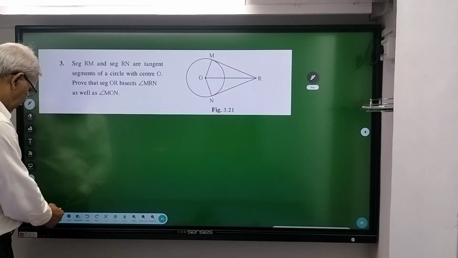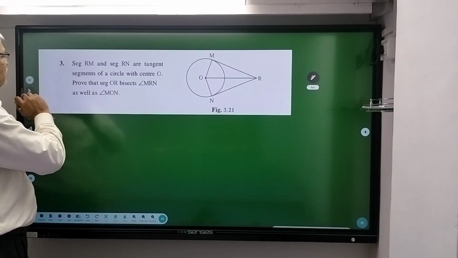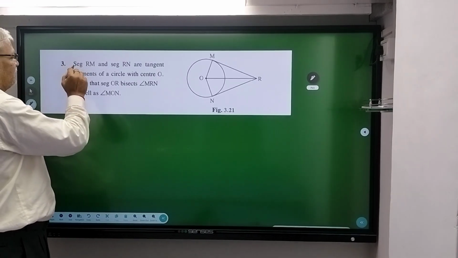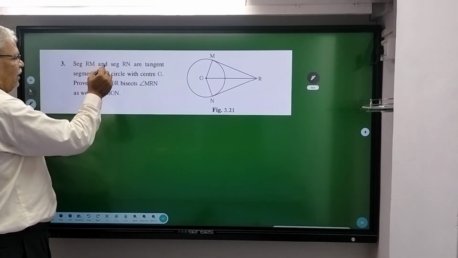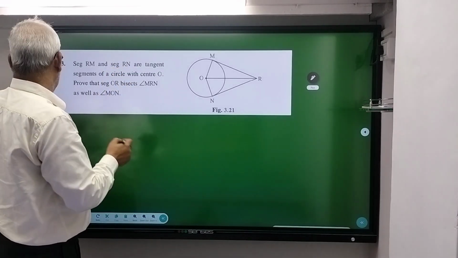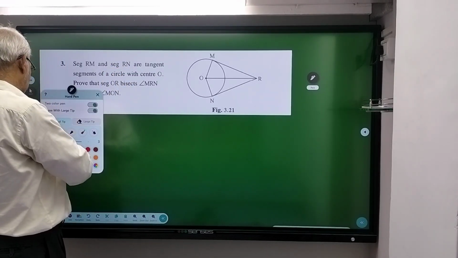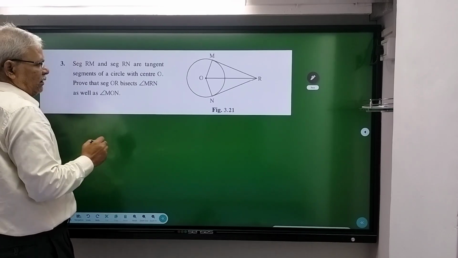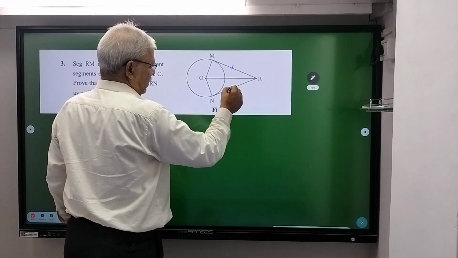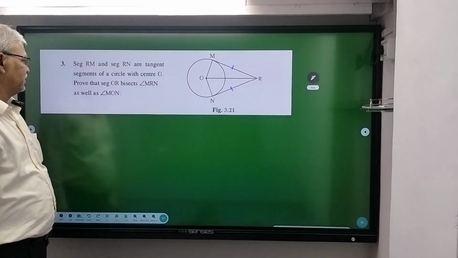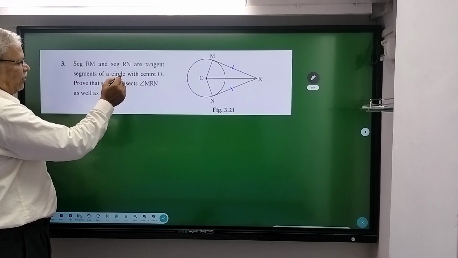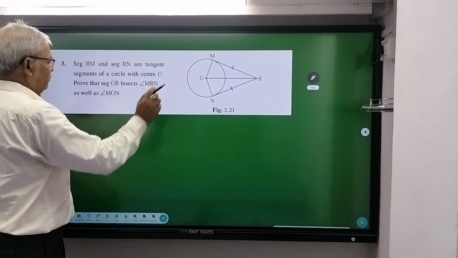Now the next problem, that is the third one. Segment RM and segment RN are tangent. Here two tangents are given. Which one? RM and RN. These two tangent segments are given of a circle with center O.